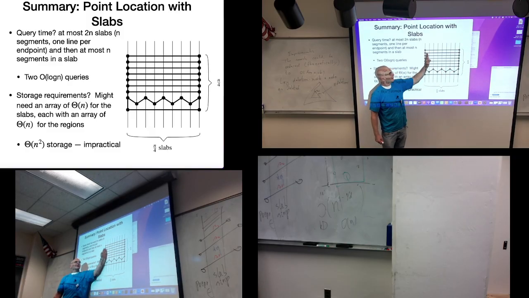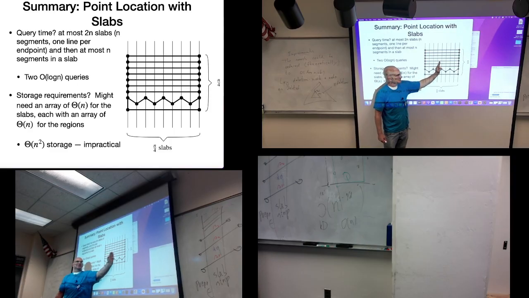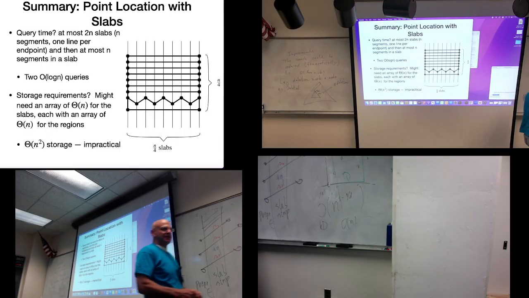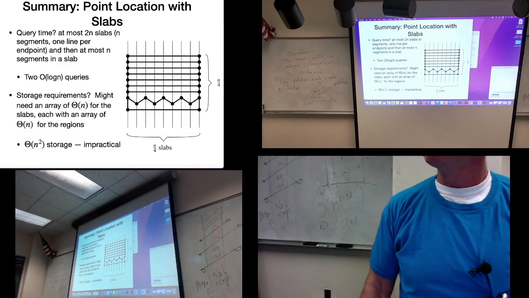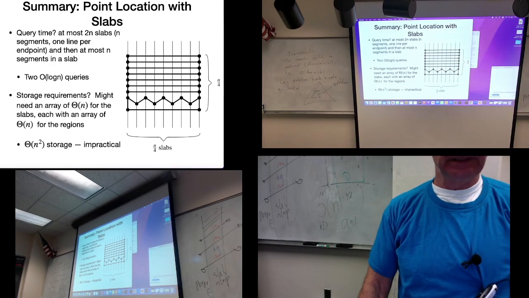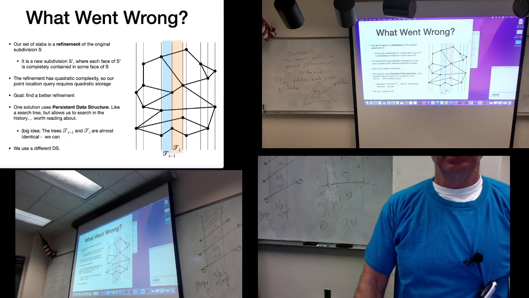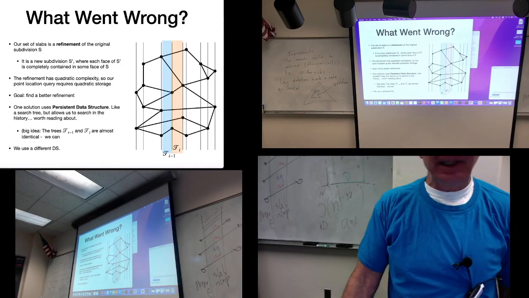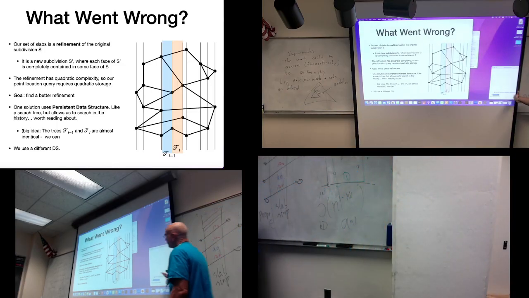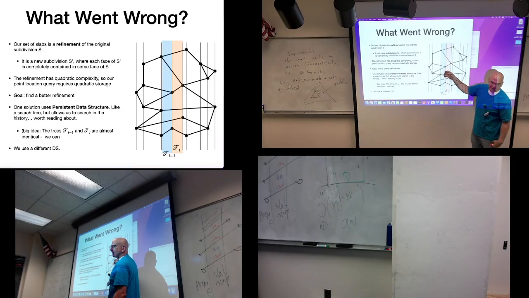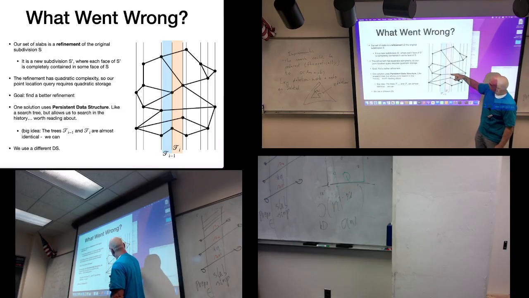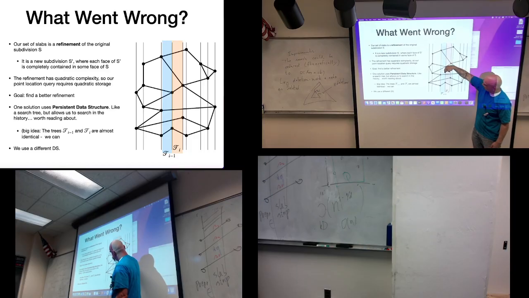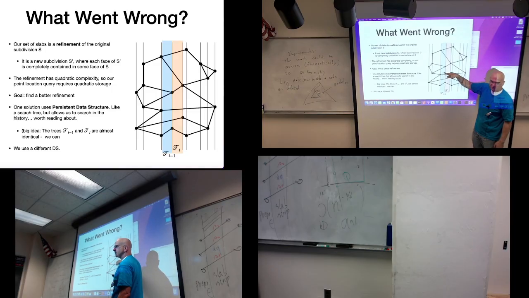And if I keep for every slab all the segments that cross it, I have n memory per slab times the number of slabs. It's n squared memory, impractical. Okay, so what can go wrong? The reason is that these two slabs are very similar to each other. Usually, especially if I assume general position, between two consecutive slabs, the only difference is that one segment started or stopped.